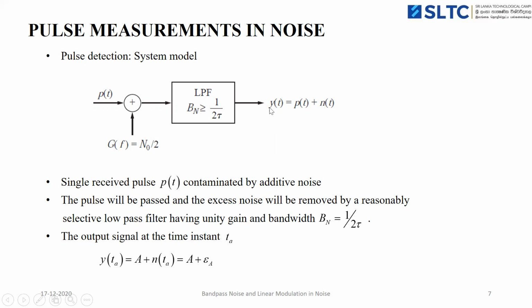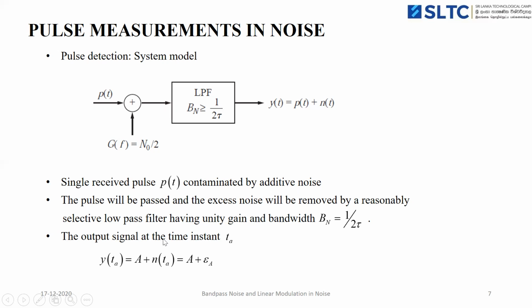Then the output of the low pass filter is y of t equal to p of t plus n of t. Here the input signal is the pulse that we are sending. The pulse may be a rectangular pulse or a trapezoidal pulse, but in this discussion we are considering the transmit pulse as a trapezoidal pulse. Because the combined signal passes through the low pass filter, the excess noise component will be removed.